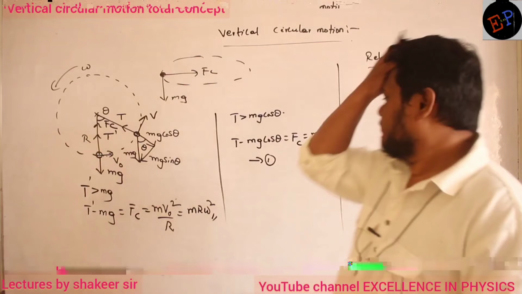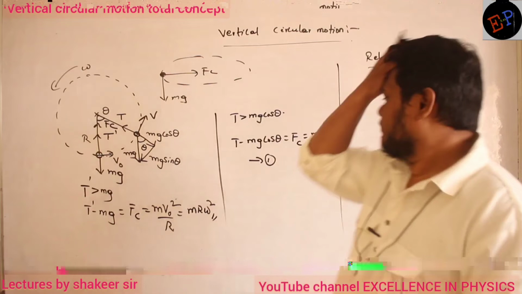Same. So for example, if I take case number 1, u is equal to root 4 gl velocity. If I give this to the rod at the bottommost point, length of the rod is L. So how much initial velocity am I giving? Root 4 gl velocity. Can it complete a circular path or not? If I give a velocity of root 4 gl, can this rod complete a circular path or not?